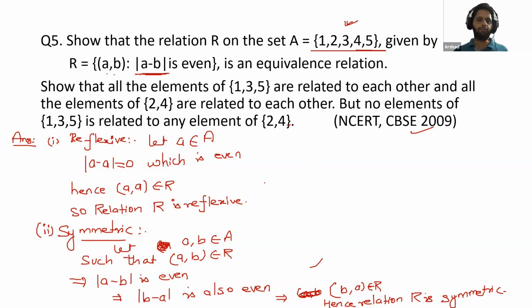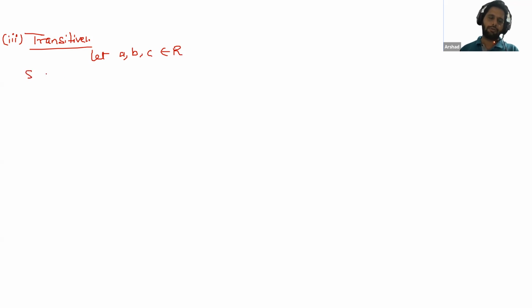Okay, so I hope everyone has done this. Shall we start the next one? Next is the transitive. Third part. Third is transitive. Now, in transitive, what we will do is assume three values. Let (a, b), (b, c) belong to the relation R, such that, sorry, not R, belongs to the set A.